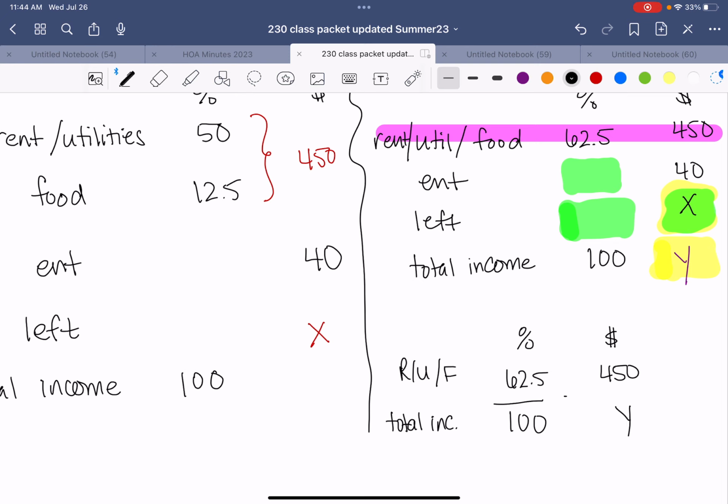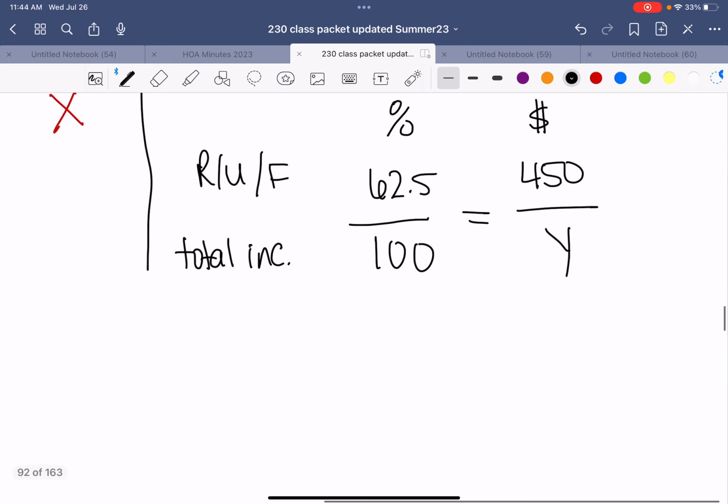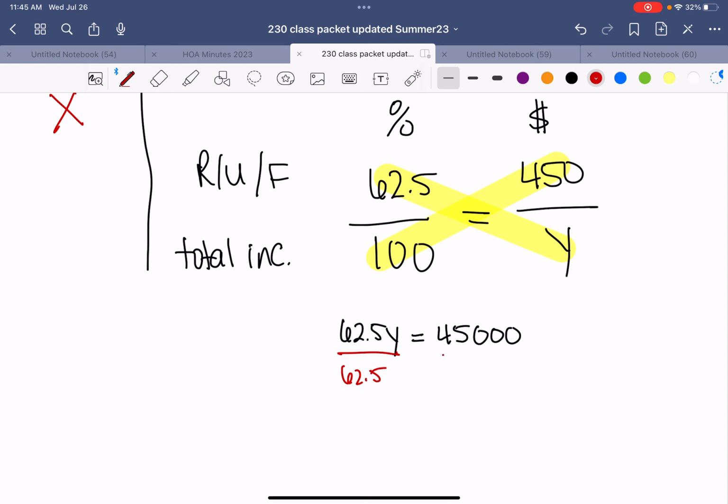Okay. And I'm going to go ahead and cross multiply. So I'm going to put in my dollar signs, my fraction bars, and my equal sign. Now I'm ready to go ahead and cross multiply. So that's going to give me 62.5Y is equal to 45 followed by 3 zeros, so 45,000. Then we're going to go ahead and divide by the 62.5 to get the Y by itself. So I'm going to end up with $720 per month.